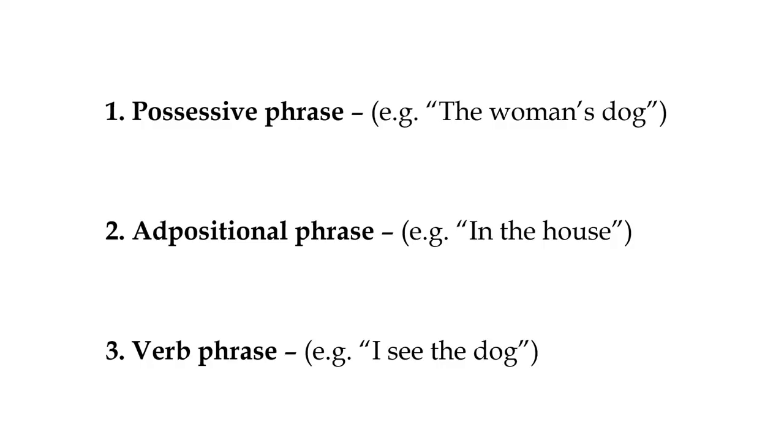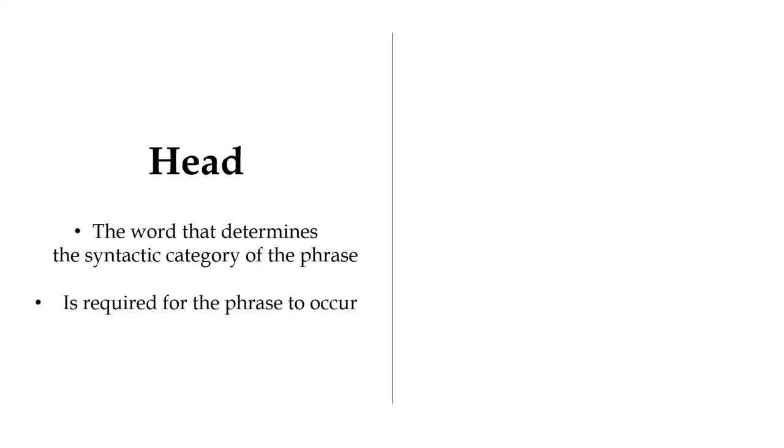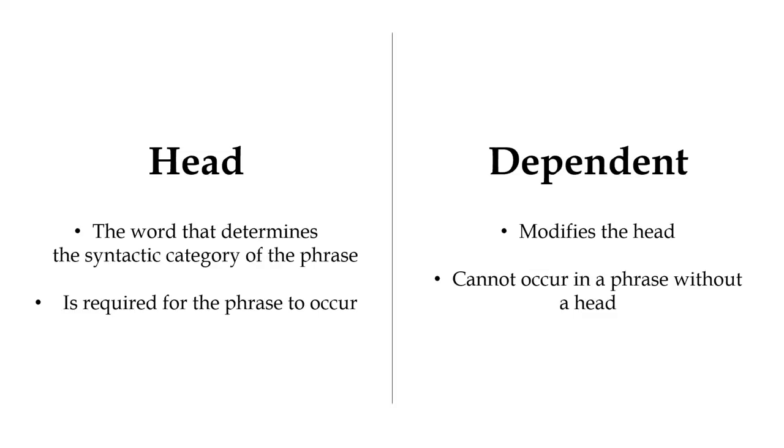Each of these phrases contains what's called a head, which is kind of difficult to define without going into complex theoretical stuff. But to put it simply, the head is essentially the word that defines what type of phrase is occurring and that must be present for the phrase to exist, while the other word in the phrase is called the dependent, which just serves to modify the head and can't occur without a head to refer to.